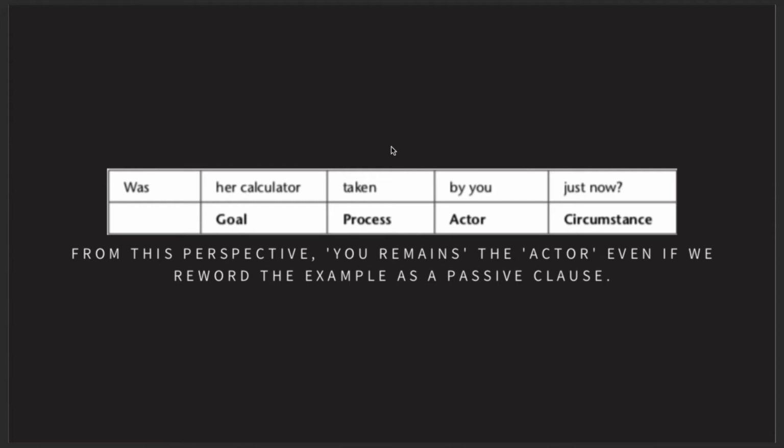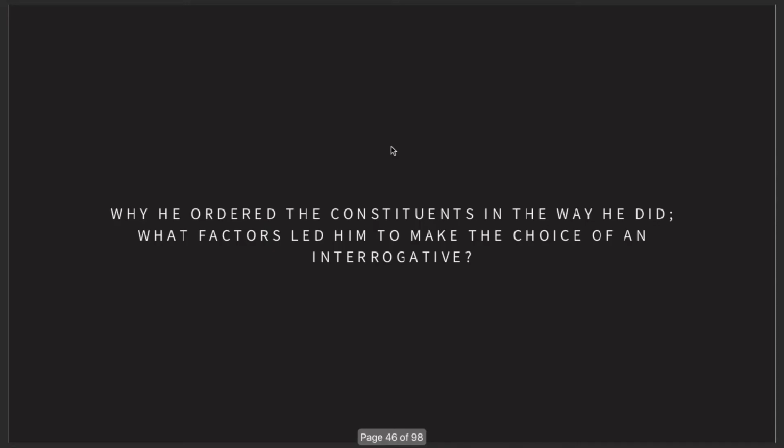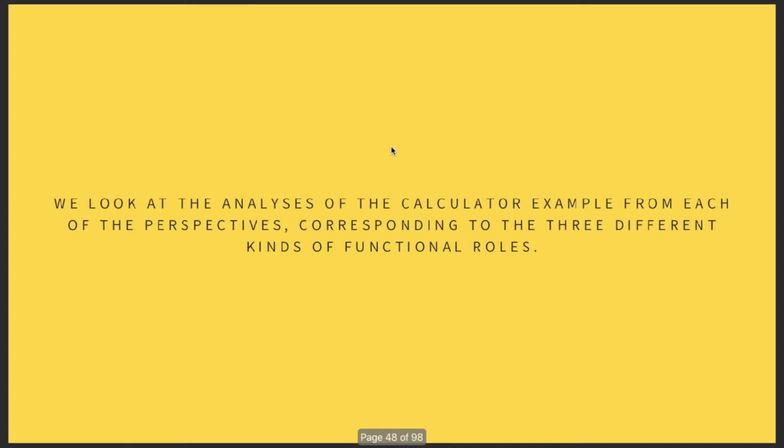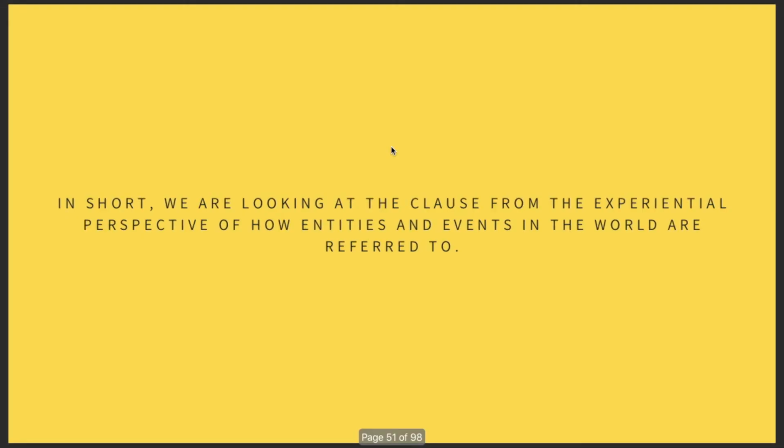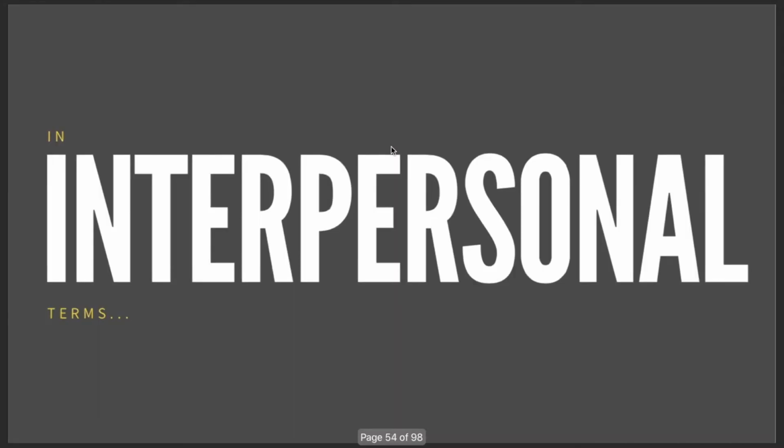So going back to the question, why did he order the constituents the way he did? It's because, in experiential terms, he ordered them to make sense. Who did this? Who did that? What process? Or to what circumstance? He ordered them so that he will make sense of the message that he had received. Okay, so let's proceed to the interpersonal terms.